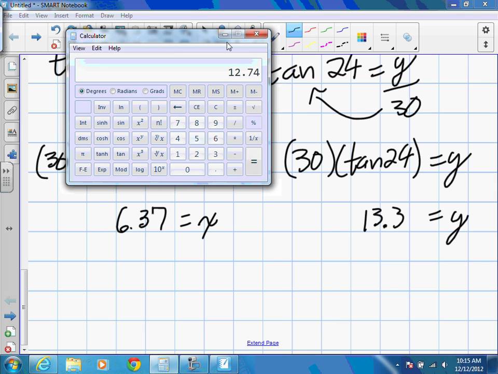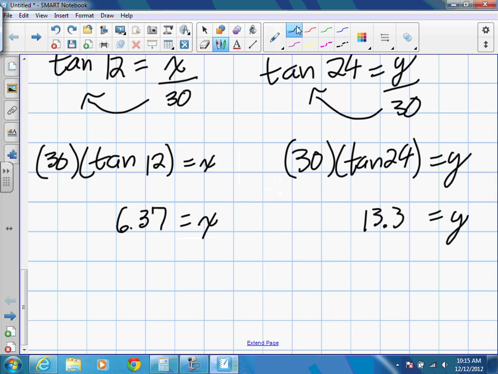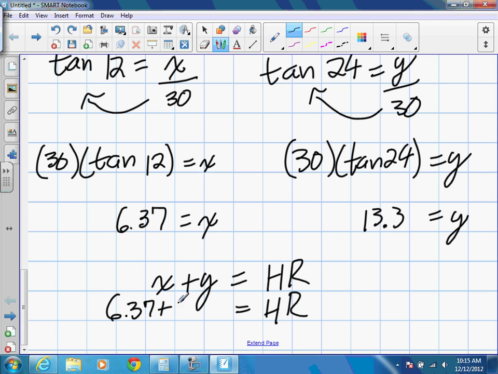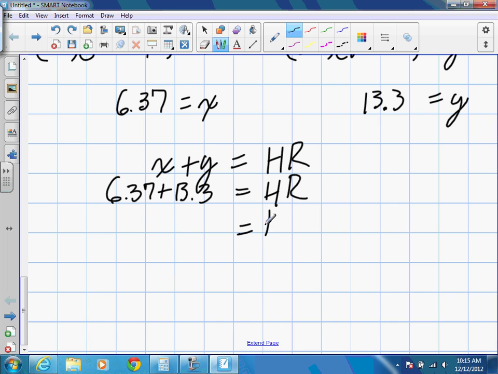Let's add the two of these together. X plus Y, because we know that that's what everything's going to be in terms of the total height between the two buildings, okay? So we'll call our answer between High and Rye. So HR, between High and Rye building, is equal to 6.37 plus 13.3. Distance between the two is what? Yeah, and that's correct. That is the answer at the end of this.